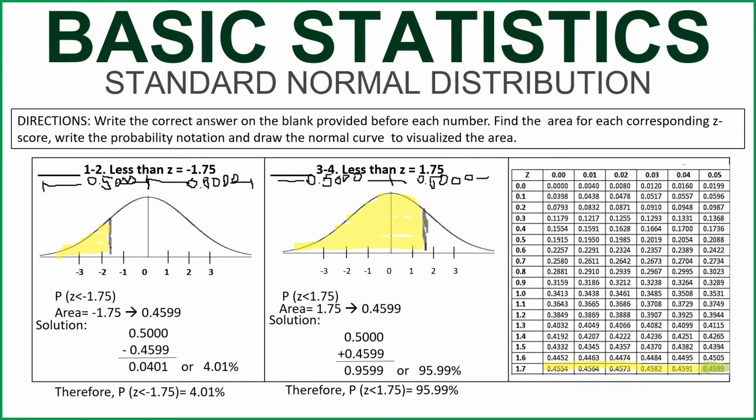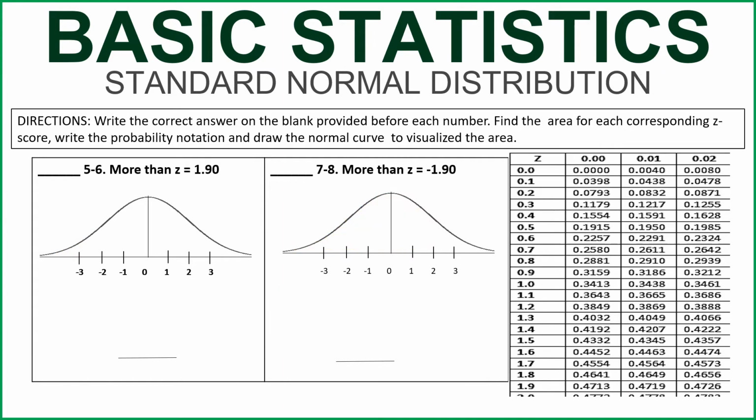Let me give you another example. Let's go to the next example. But this time, our example says more than, whereas earlier it was less than. So, more than z equals 1.90. First, let us draw the normal curve.